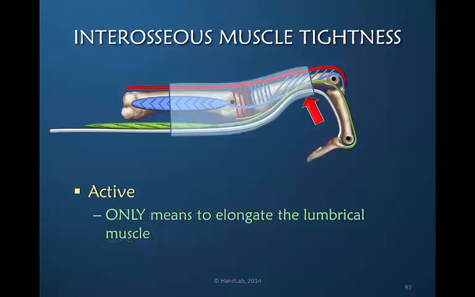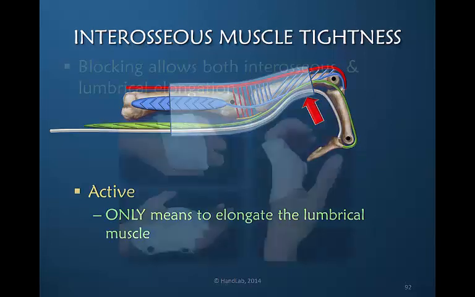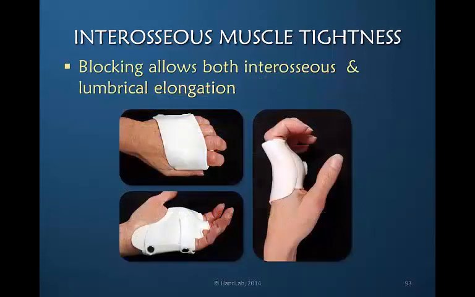It is interesting to note that the active motion is the only way to elongate the lumbrical muscle. And therefore, if the lumbrical muscle also demonstrates tightness, the active hook with the MP joint supported in hyperextension is the only way to elongate both the interosseous and the lumbrical muscles. I encourage you to review the other material on this subject so that this becomes increasingly clear. Blocking with an external orthosis allows both interosseous and lumbrical muscle elongation, which is necessary for full finger flexion.